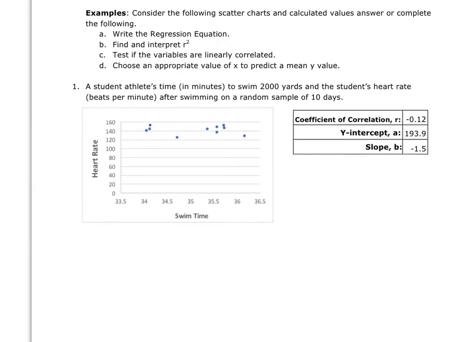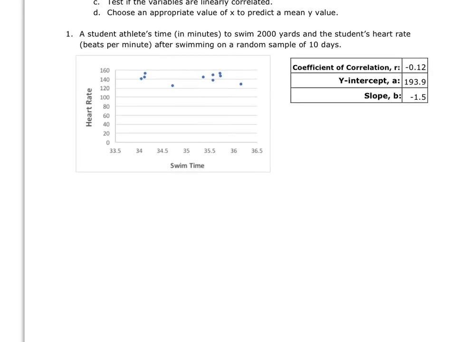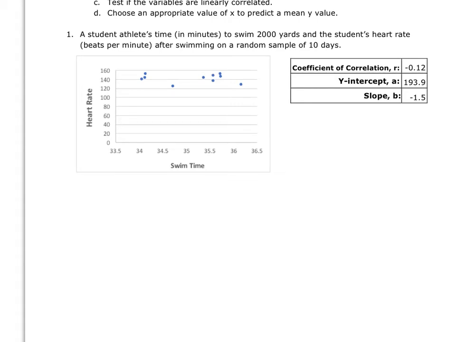If we look at this first one, we've got the student athlete's time in minutes to swim 2,000 yards, and then the student's heart rate after swimming. This is a random sample of 10 days. Here the independent variable x is the swim time, and the dependent variable is the heart rate.